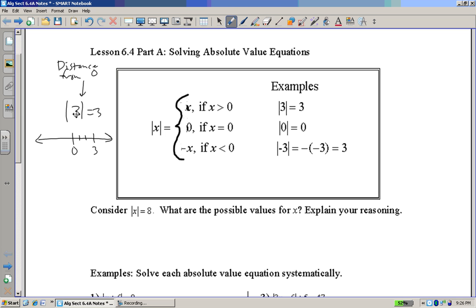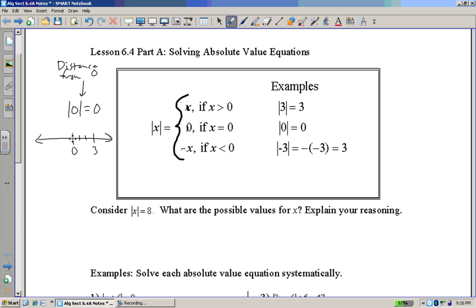You notice from an algebraic perspective, we've taken x and we've done nothing to it. So if x is positive, we just leave x as x. Well, that's if it's positive. What if it's 0? Well, how far is 0 from 0? It's 0 units.